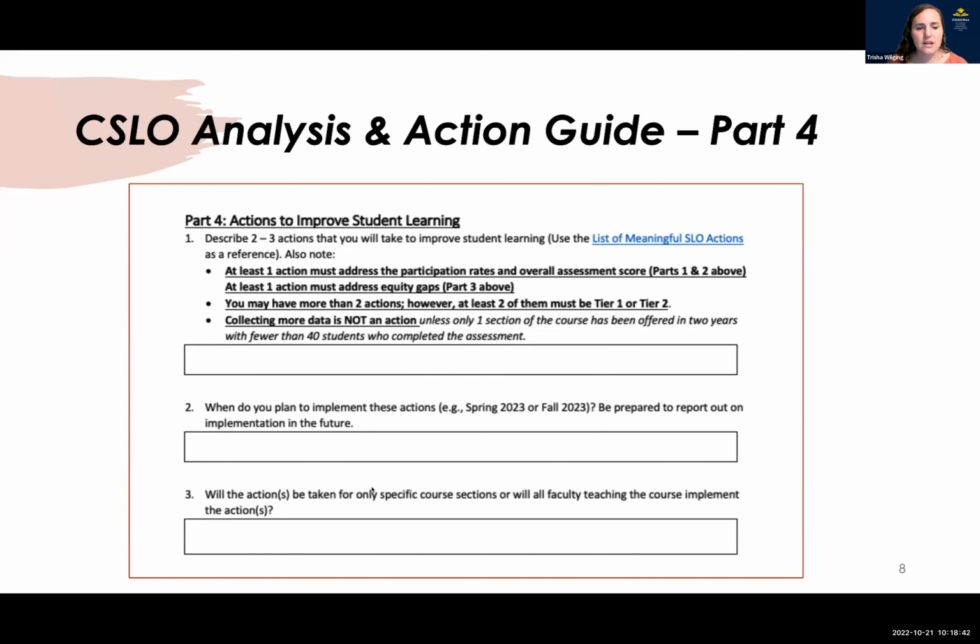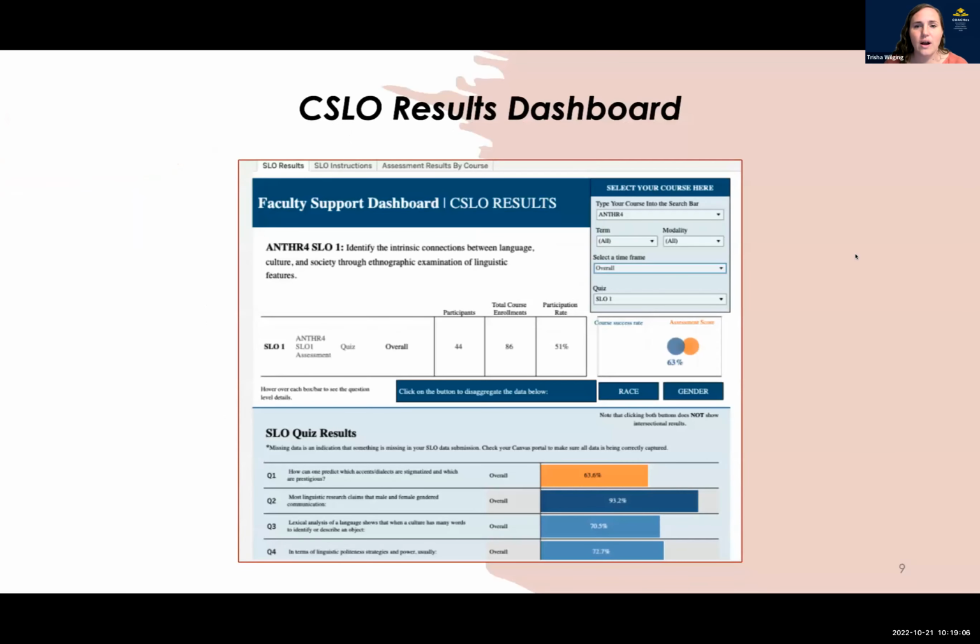And then, as you can see here, we also ask faculty, if they're considering their actions, for more information about how they might close the loop, such as when will they implement the actions, or when will they begin to, and will they address only specific course sections, or will all faculty address the actions? And so that is our course SLO analysis and action guide. And so I'm going to stop sharing now and pass the ball to Tricia.